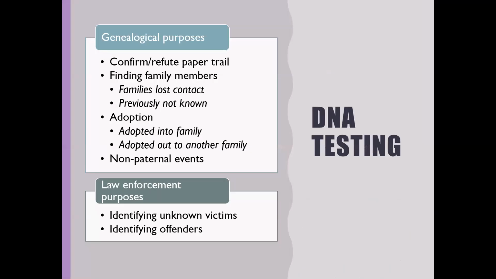So what do we have here? DNA testing is used these days for two main purposes. One is for genealogical stuff, and the other is for law enforcement. So for genealogy, it can confirm or refute a paper trail. You know, if you've got a solid paper trail on somebody, the DNA test can say, yeah, this is right.